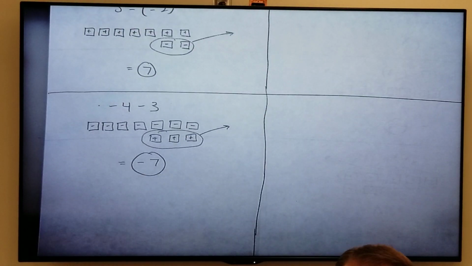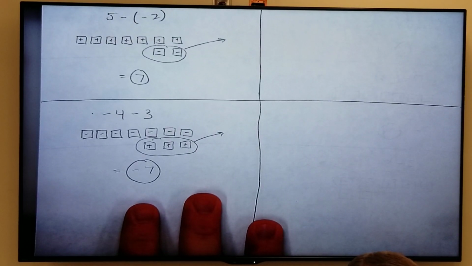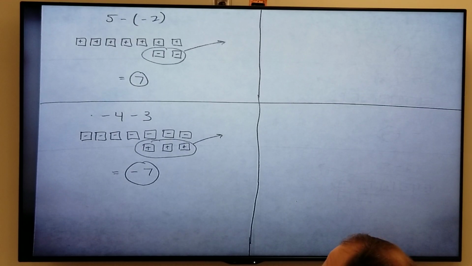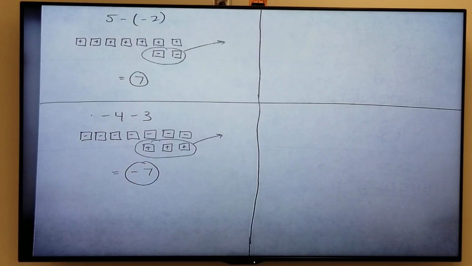Okay, so that's the takeaway model. I'm going to go back and rework all of these problems using the adding the opposite model. And then hopefully we can have a little discussion about why those 2 models are the same.